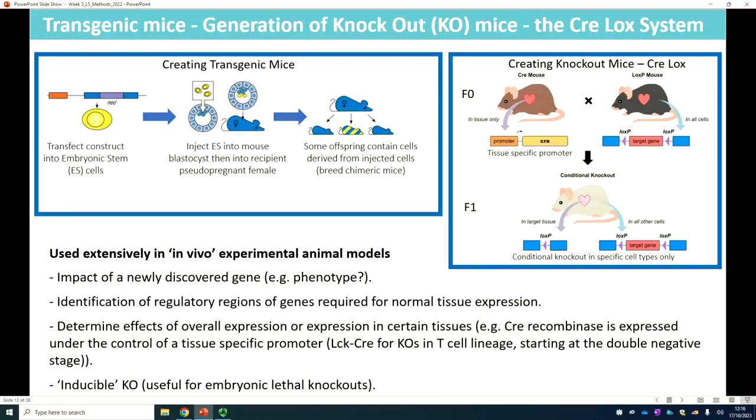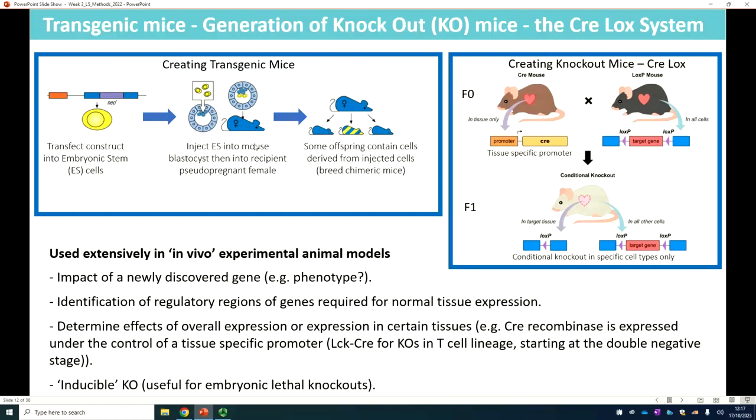I then wanted to touch on transgenic mice. Ideally, this slide will move on to how we might generate a knockout mouse using the Cre-Lox system. But first of all, I wanted to talk about how we might create a transgenic mouse. If you want to create a transgenic mouse, ideally you would create a construct, which will be a plasmid or a vector that will encode your protein or gene of interest that you want to insert into the mouse, so your transgene. And what you'll do is transfect your construct into an embryonic stem cell.